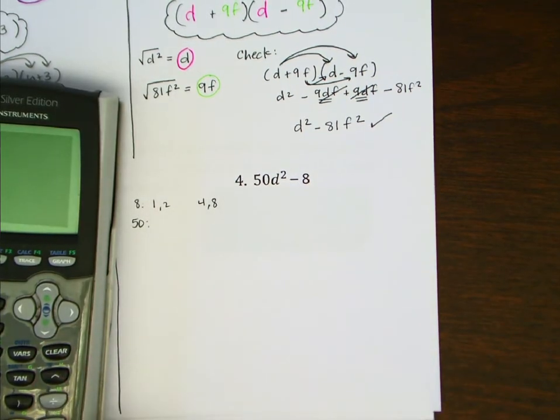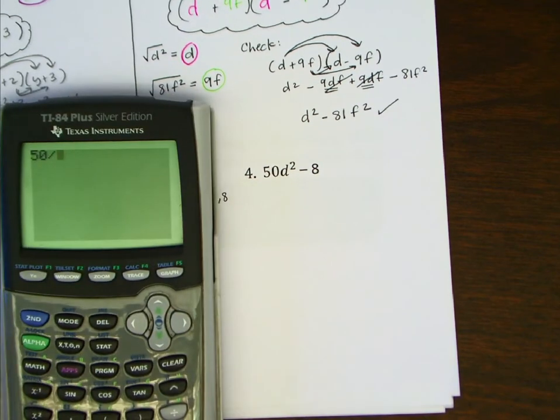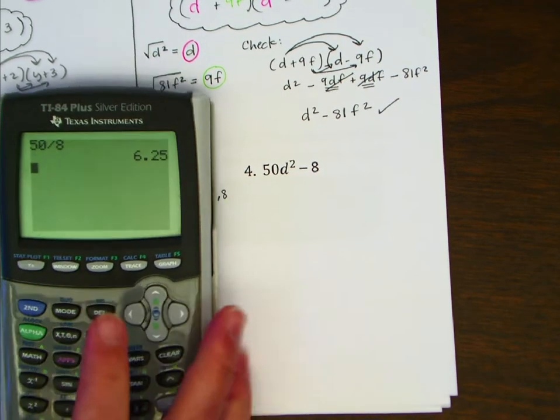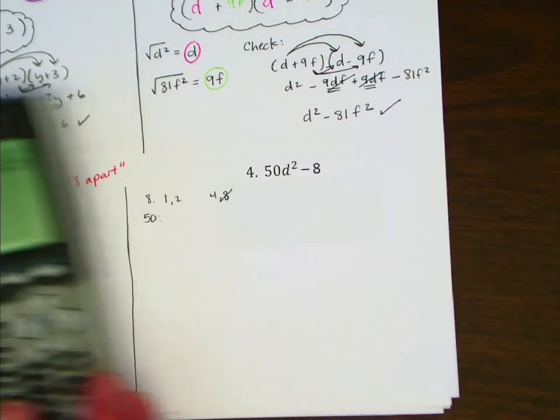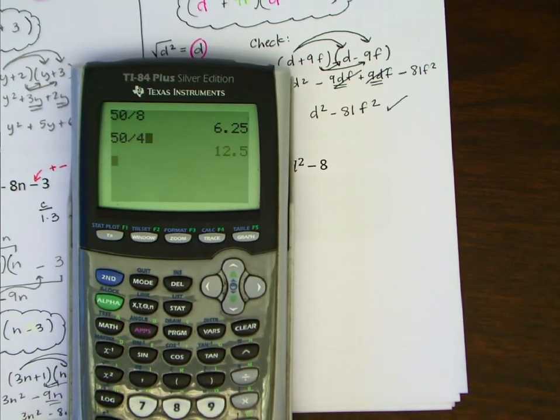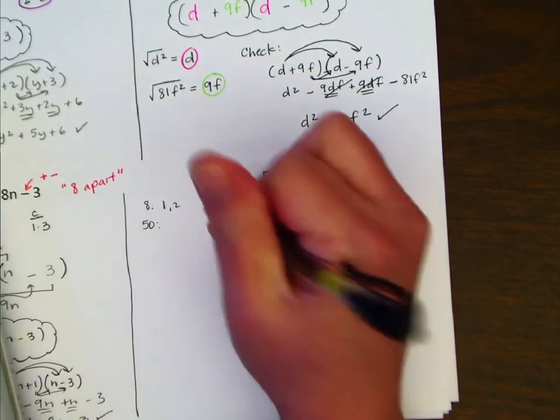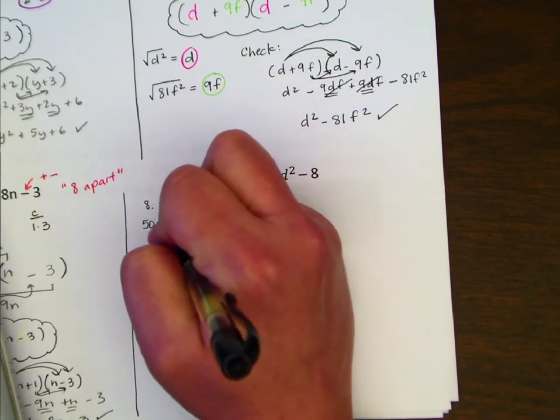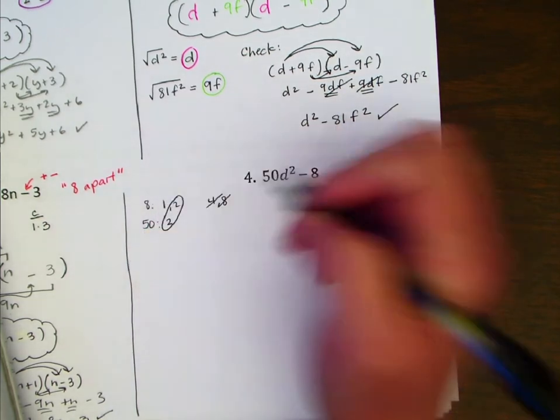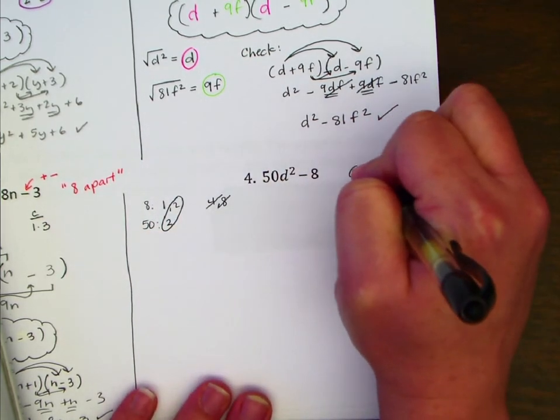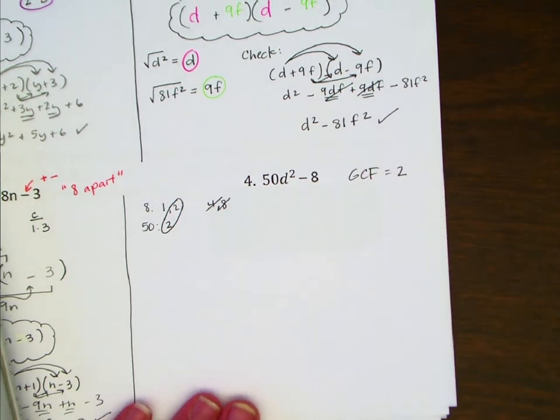Let's see. 50, oops, sorry, you can't see that. 50 divided by 8? No, not going to work out. It's a decimal. What about 4? 50 divided by 4? Nope, decimal. Well, I do know 2 does. So the answer is 2. So the GCF is equal to 2. So I need to factor that out first.